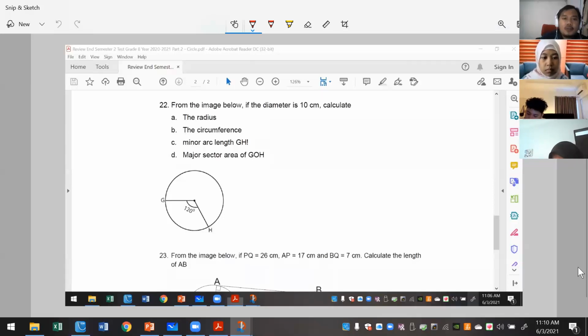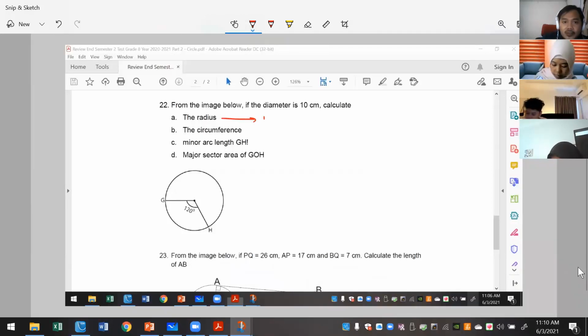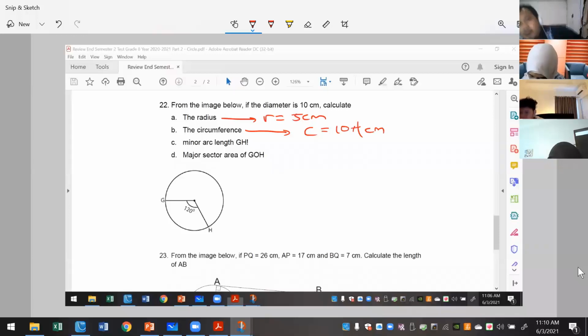Okay, so we have done with the radius. We know that the radius is half of the diameter, which means that the radius is just 5 centimeters, right? And then the circumference, we have also done that. So the circumference is 10 pi. Remember, you don't need to change the pi, just pi.